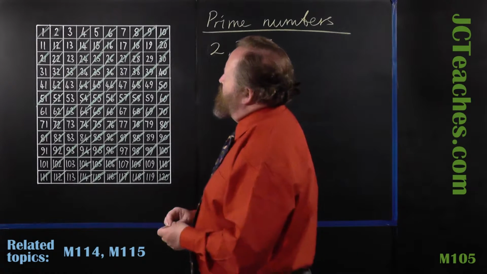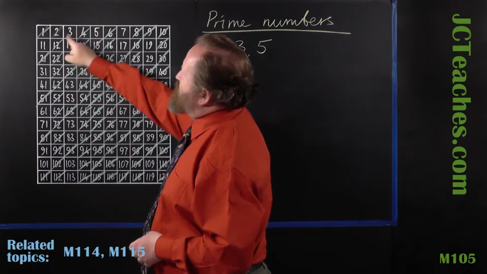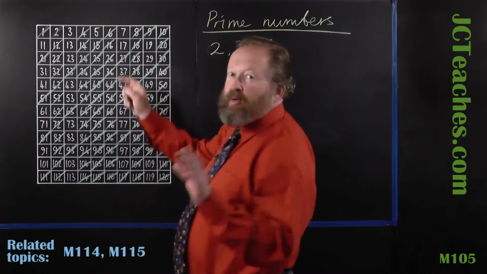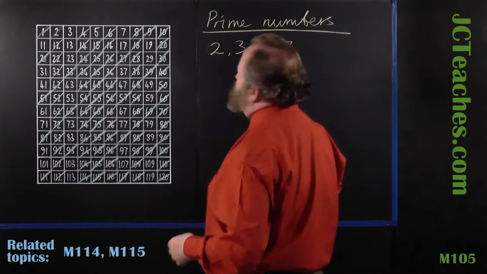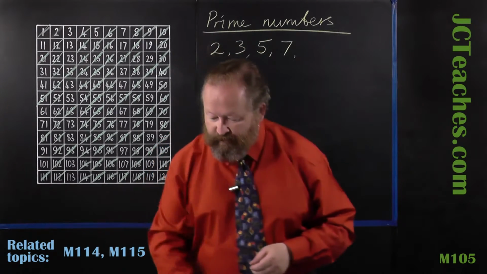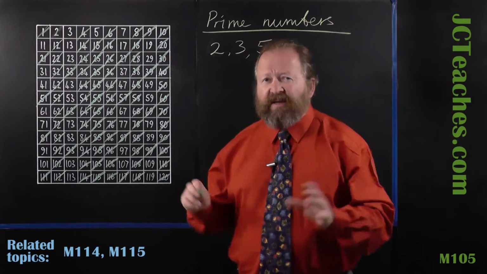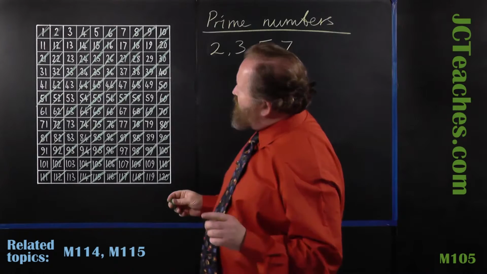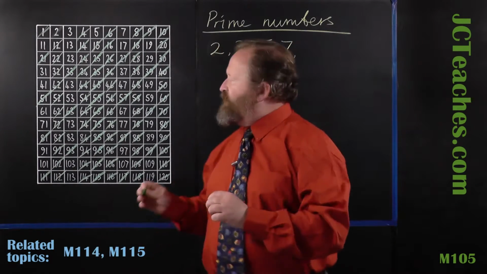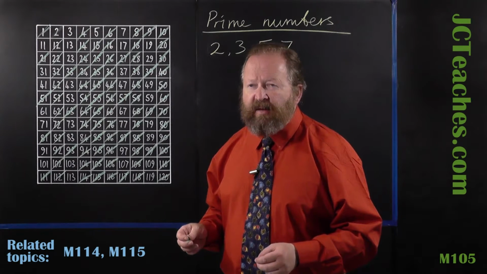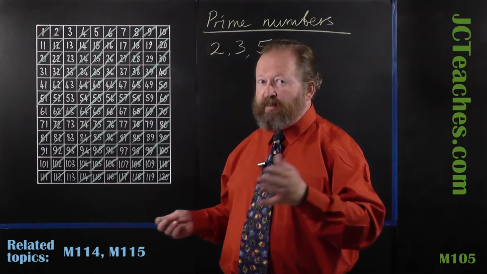Then I look, 6 is not a prime number. 7. Do any of these things go into 7? No, they don't. So 7 is also a prime number. Now I've got to remove all the multiples of 7. Now there's something a little bit clever I'm going to mention. The only multiples of 7 that I need to worry about are the ones which are bigger than 7 times 7, or 7 times 7 and upwards.